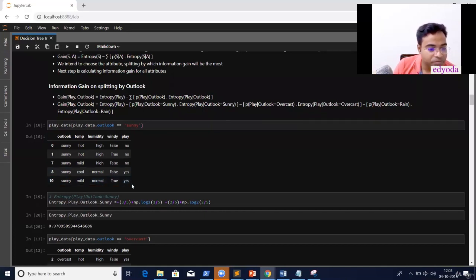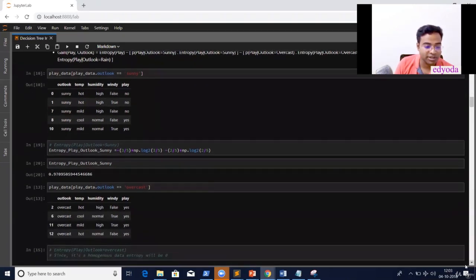Now for this dataset, we need to find the entropy of play when the outlook is sunny. Play is no is 3, so 3 by 5 times log 2 of 3 by 5, and yes is 2 by 5. So this is the entropy of play when the outlook is sunny. Similarly, we want to calculate the entropy of play when outlook is overcast. You can see here that when outlook is overcast, play is always of the same type. There is no entropy. The data is homogeneous, so the entropy is 0.